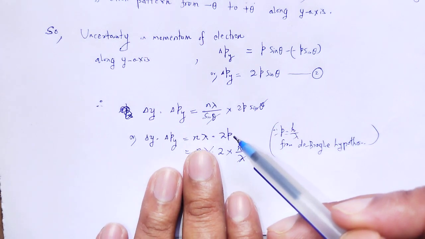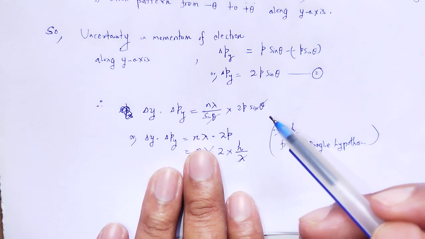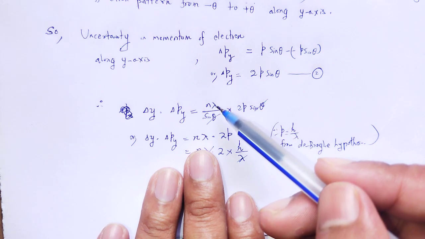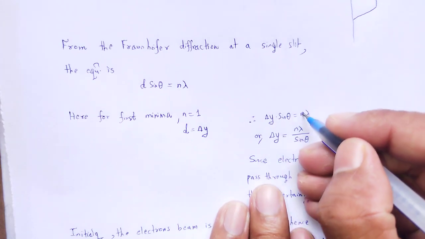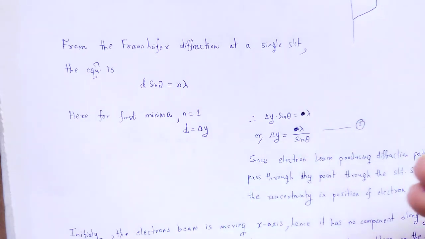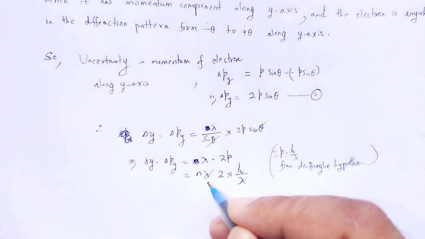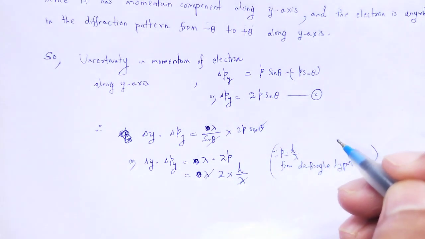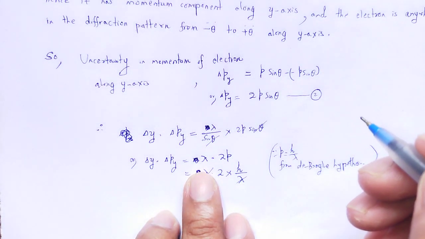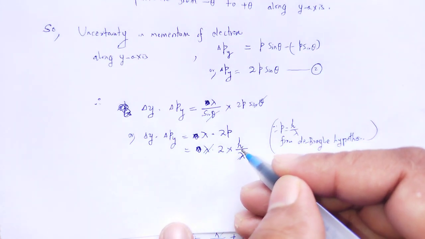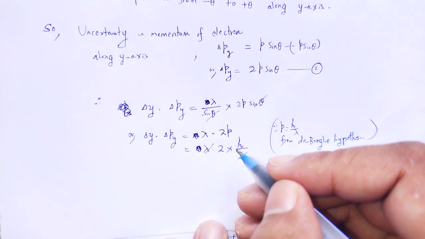Where is the n term? That is not an n term. Here n is equal to 1 is put. No n term is there. This is 2h, as you replace it.